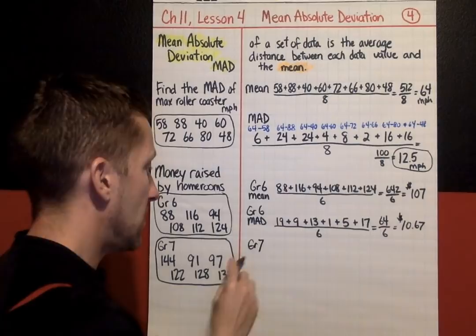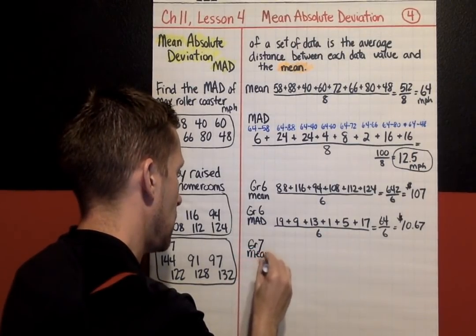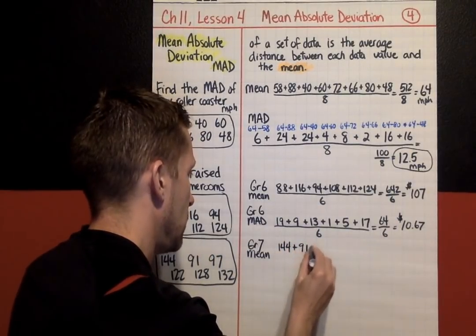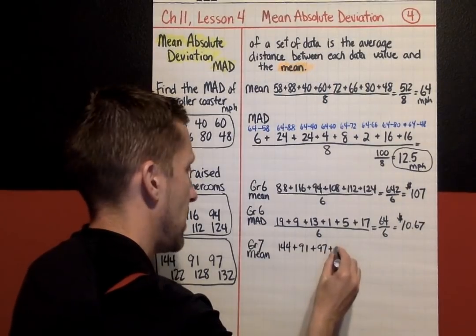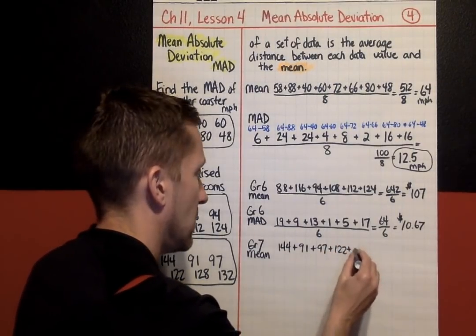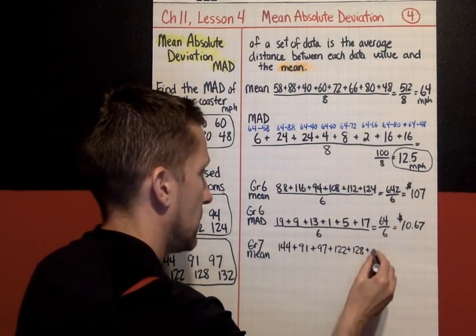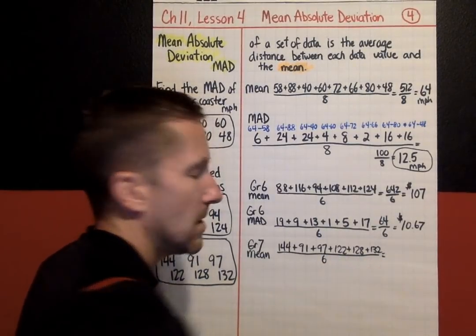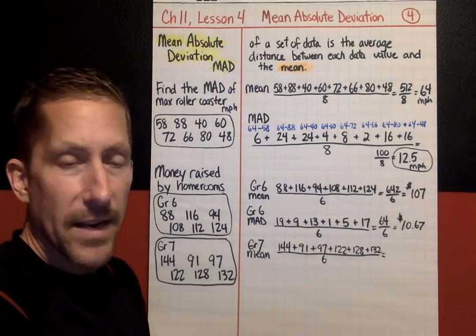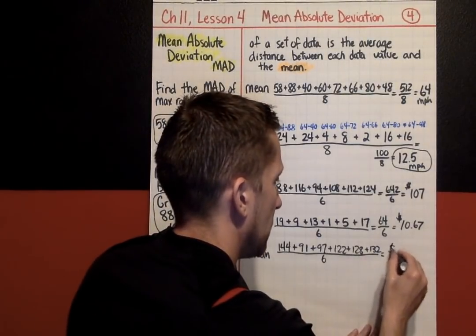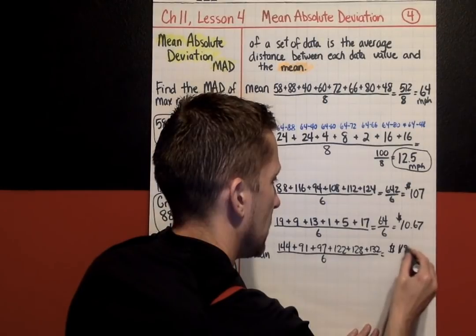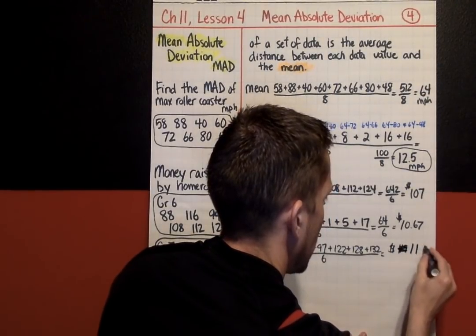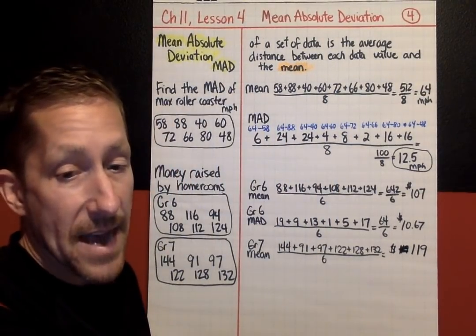First thing is calculate the mean. So I'm just going to show that fast. 144 plus 91 plus 97. Adding all my numbers carefully. 128 plus 132 divided by 6. So find the mean. The 7th grade mean or average money raised was $119. Boy, that looks terrible. Let me do that again. 119. $119 was the average.